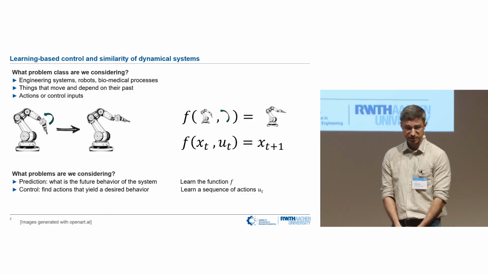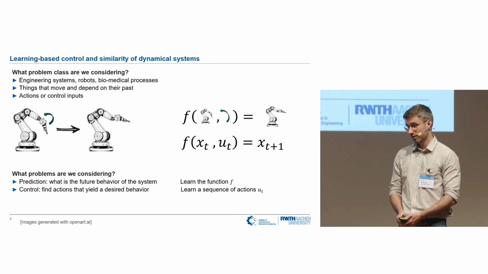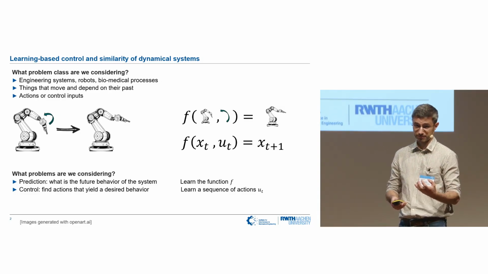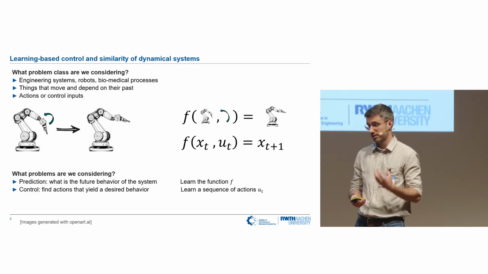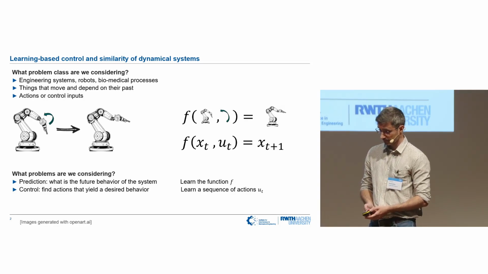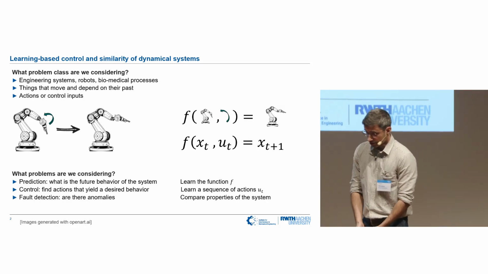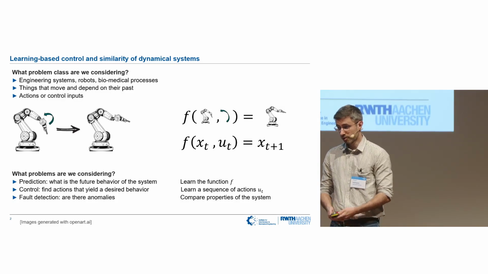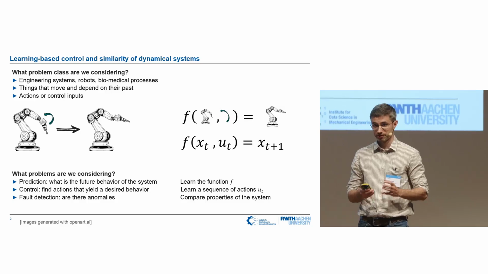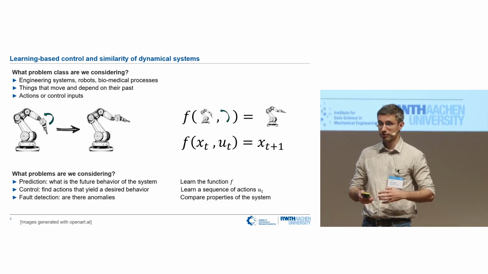Very closely connected is the control problem. We have this robot, and we want to make it move in a certain way. Of course, having this dynamics function helps here, but the goal is to find a sequence of actions u that drive the system to some goal state. Additionally, there's the fault detection problem, or looking for anomalies, where we compare properties of the system. We want to figure out if something is different than usual, or if there are anomalies that we need to deal with.